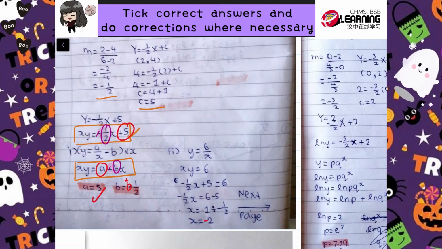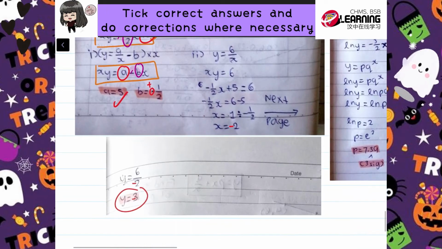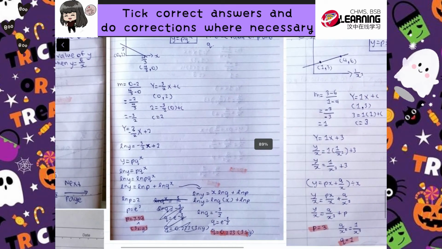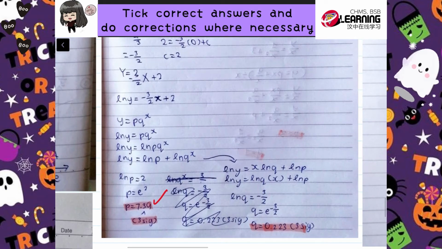And then for part 2, this one's supposed to be a negative 2, 1 divided by negative half. So it's supposed to be a y equals to negative 3. Okay, please double check this work. And then as your question 5, I think a lot of you get correct also. P is 7.393 significant figure and Q is 0.223.